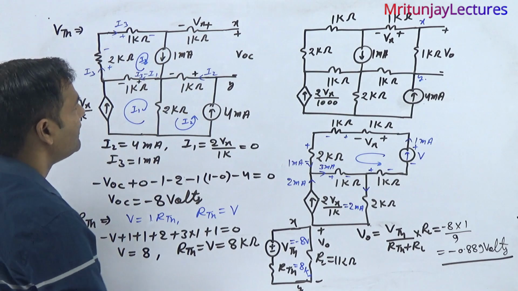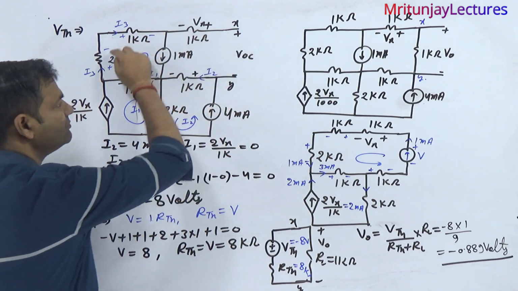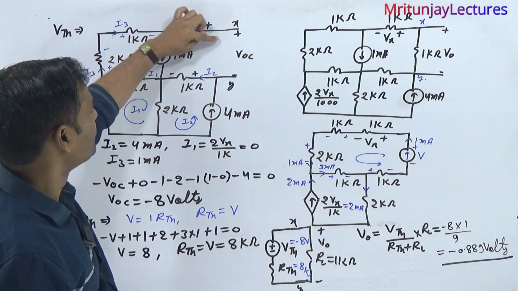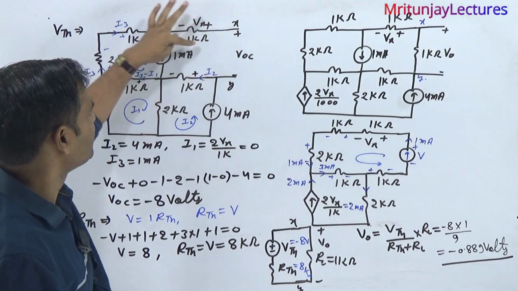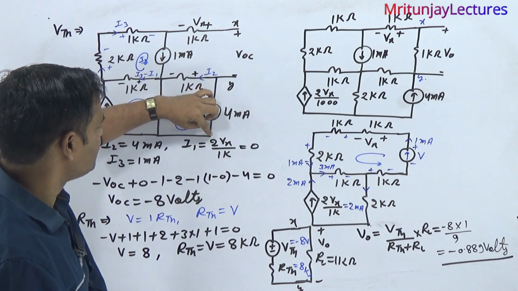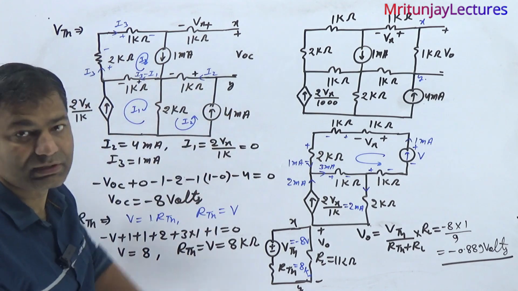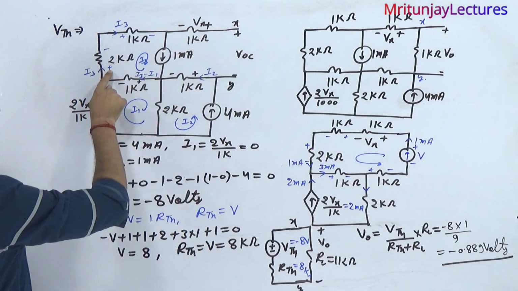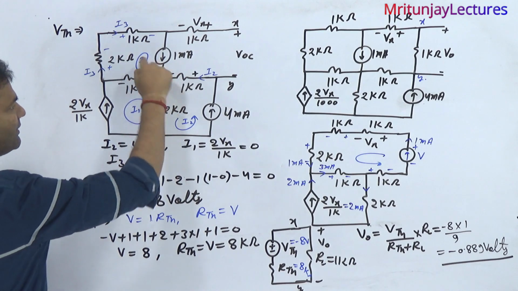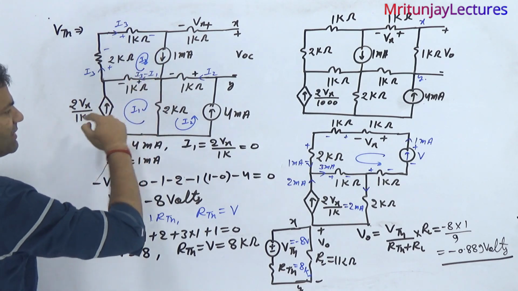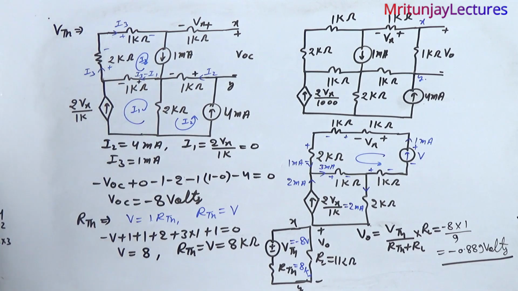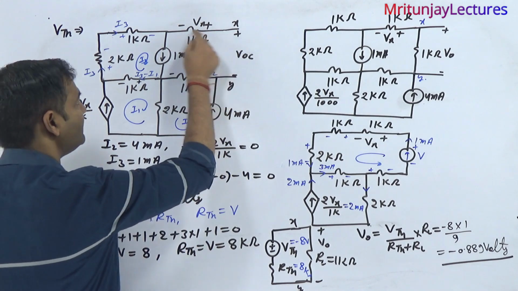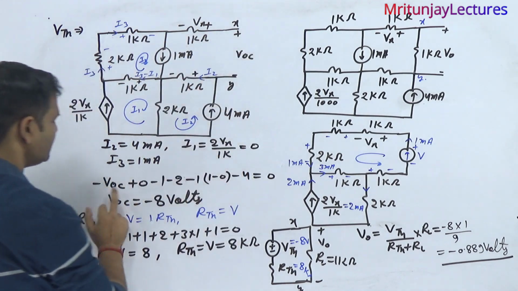After that, apply KVL in this loop. What about Vx? No current flows from here to here, because that is open circuit. So Vx is 0, and that's why 2 into 0 divided by 1k is 0. Clear or not? Now the next target: if you follow this path, then in this branch, if I3 is greater than I1, then the branch current is I3 minus I1. So clear.